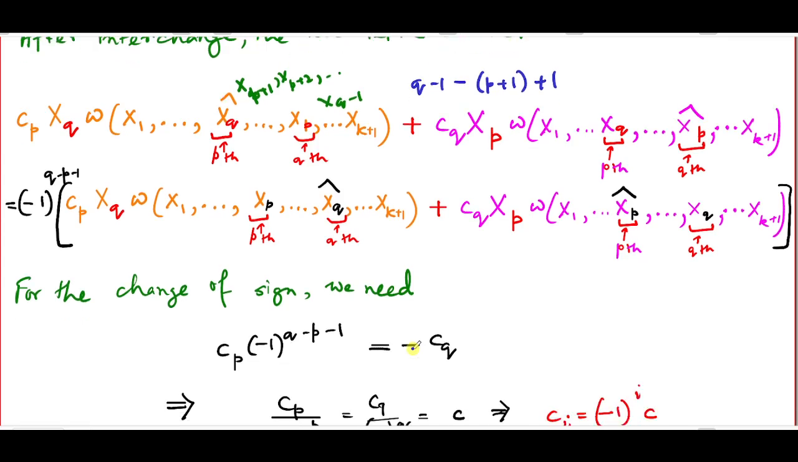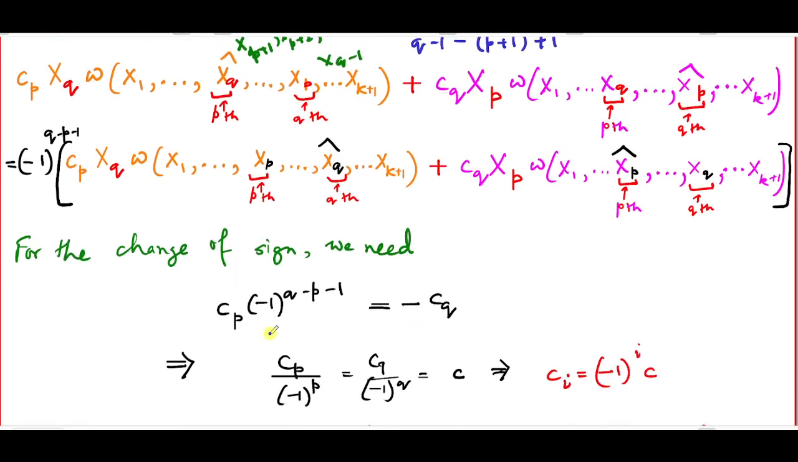Now, it's easy to see that this can be rewritten in the form cp by (-1)^p is equal to cq by (-1)^q. The minus sign gets cancelled with this minus 1 here. So these are both equal, and you can call them equal c. And note that this has to hold for any p or q you choose. So for any i running from 1 to k plus 1, you must have ci equals (-1)^i times c.